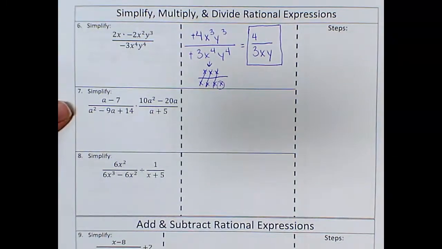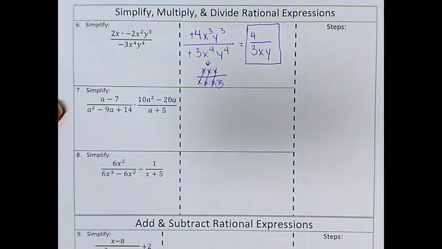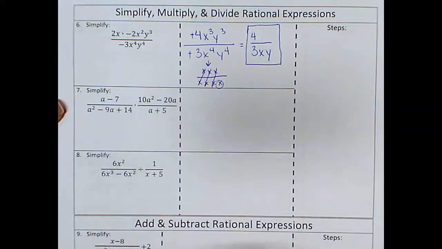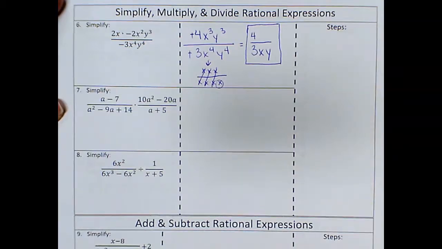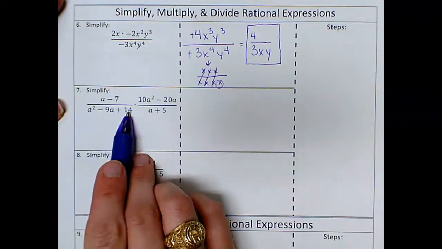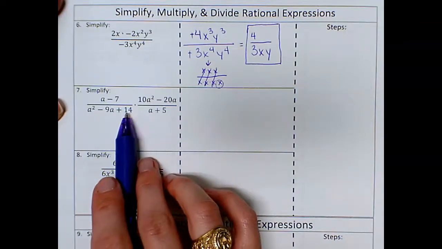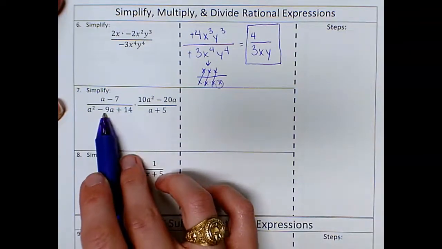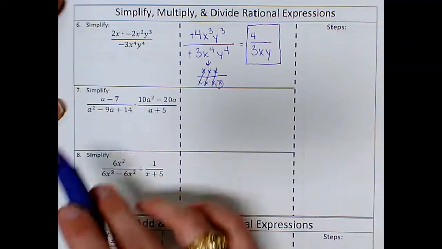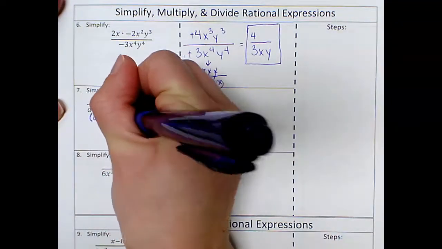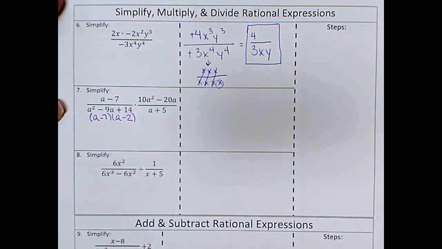In number 7, we're multiplying. But we have 2 separate ratios, and so I want to make sure that I factor all the pieces so that I can get a good idea of common factors that are on top and bottom that I can cancel. So here, using the trinomial, I want to factor with magic numbers. 2 numbers that multiply to give me 14 but add to give me negative 9 would be negative 7 and negative 2. So a minus 7 and a minus 2 are my factors for that denominator.